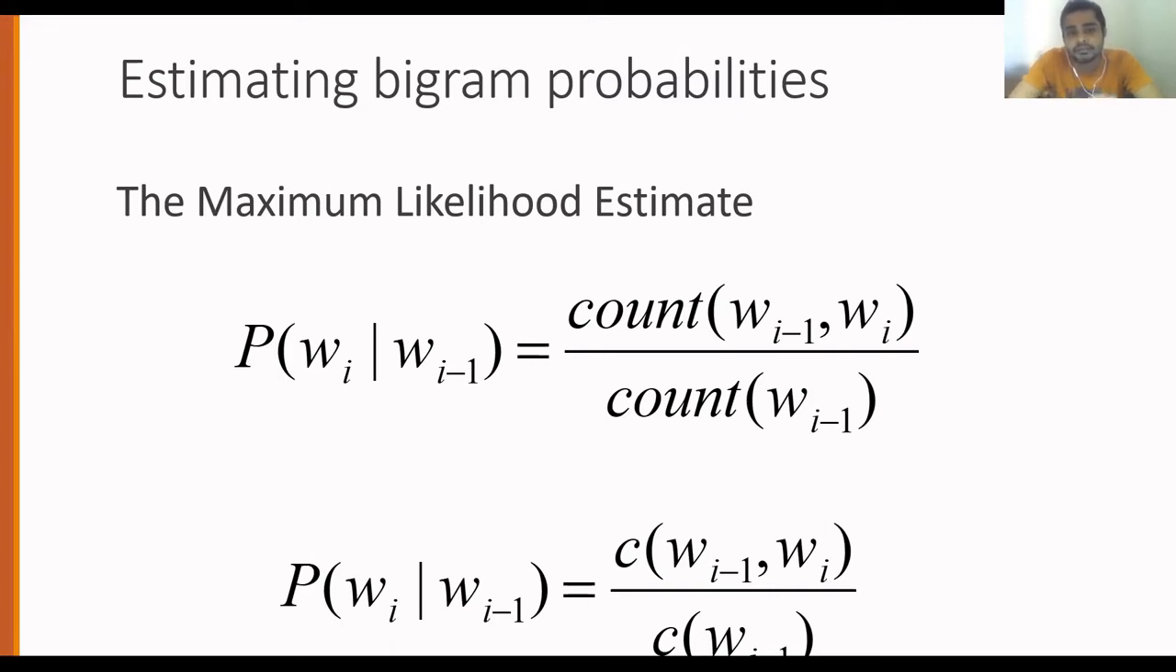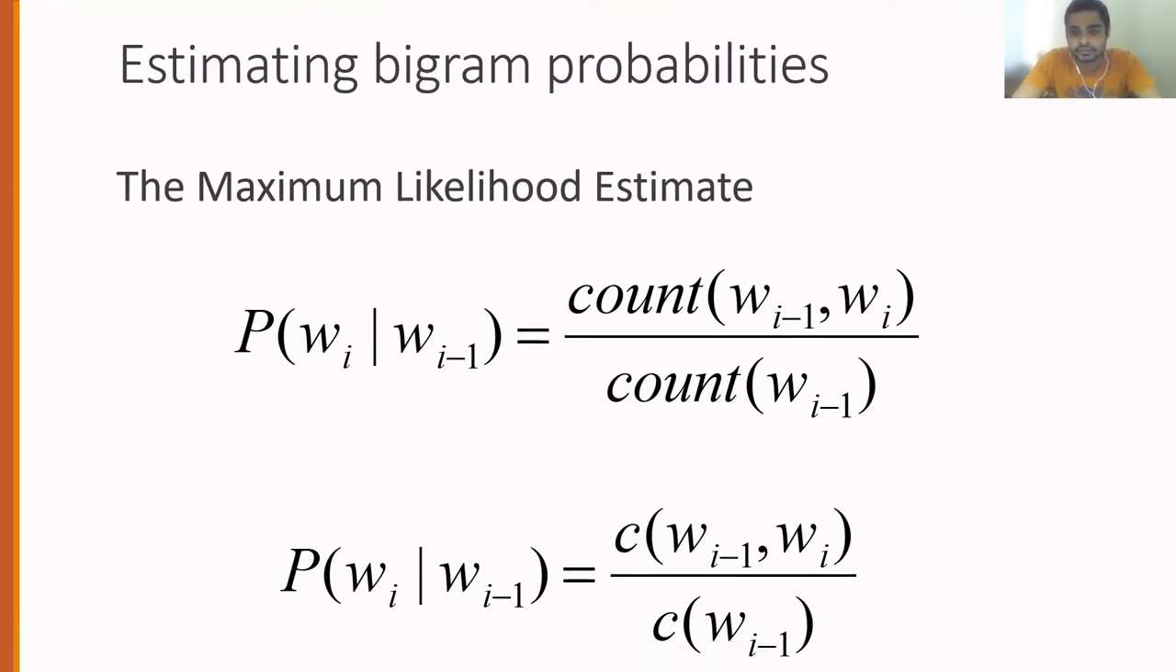Now, we can simplify this equation since the sum of all bigram counts that start with a given word Wn-1 must be equal to the unigram count of that word Wn-1. I hope you get this, because the count of a given word Wn-1 must be equal to the unigram count of that particular word. So this can be written as the second equation.